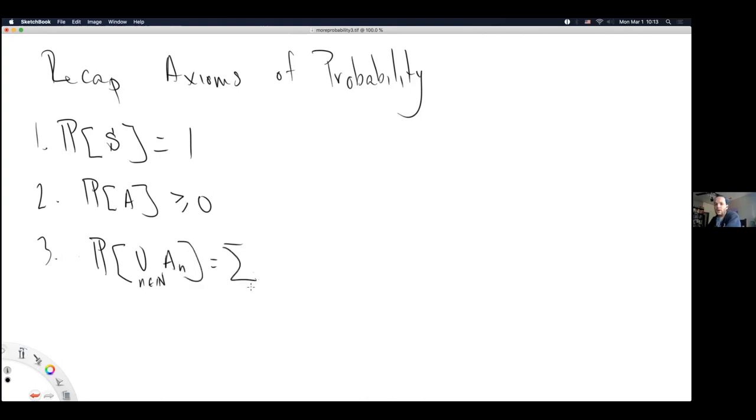If you have a bunch of subsets A_n of the sample space, and the A_n are pairwise disjoint, then you get this relationship, which essentially just says if you're interested in the probability of the union of a bunch of sets, and those sets do not overlap with each other, then all you have to do is add up all of the individual probabilities.